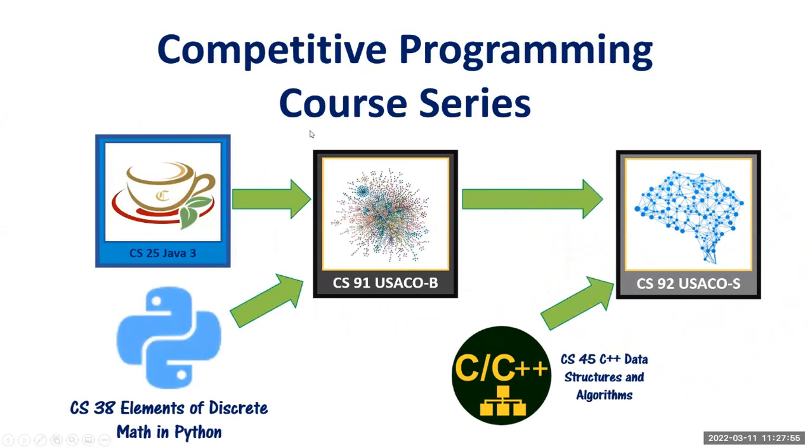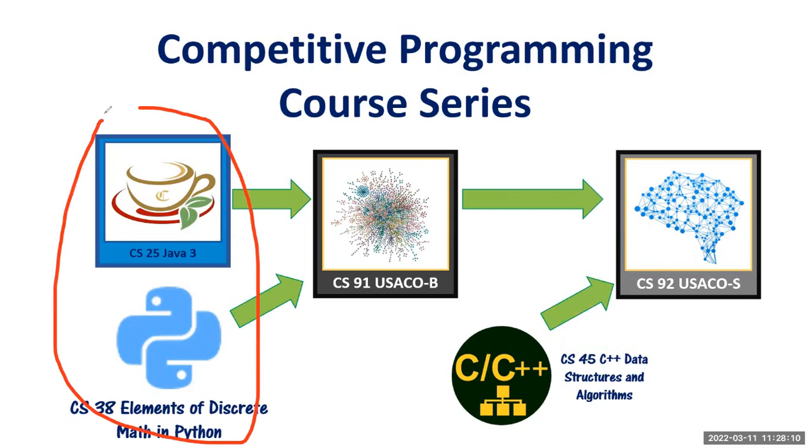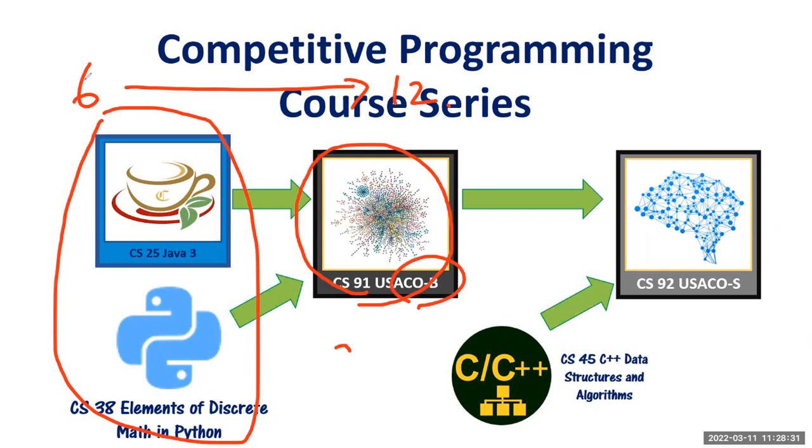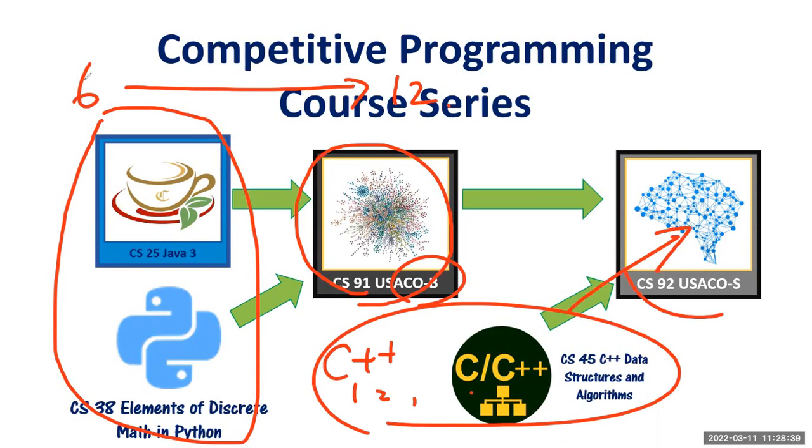in the web design series. And for competitive programming, after your AP CompSci A training, we offer the second year after AP CompSci. In the summer we offer Java 3 and discrete math, and then start to work on the bronze level USACO training. This actually runs approximately from June to December. And then if you finish the bronze level, you can start to do C++ 1, 2, 3. And with those 1, 2, 3 levels, you move on to the silver level and beyond. Okay, so this is our planning for the competitive programming education.